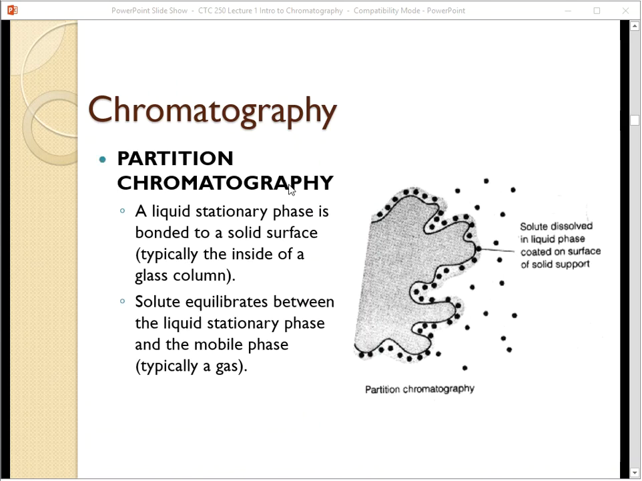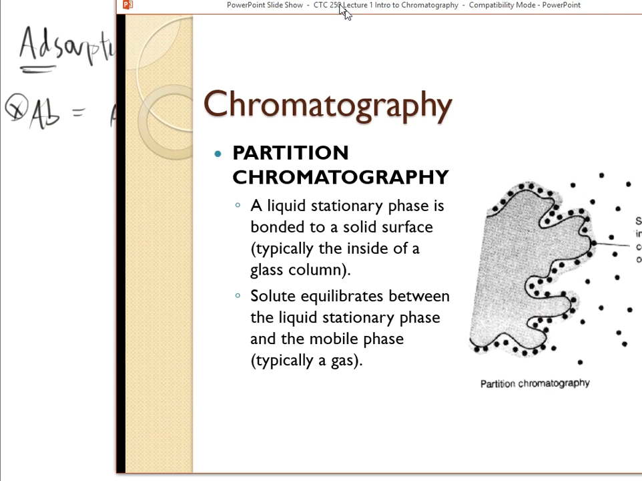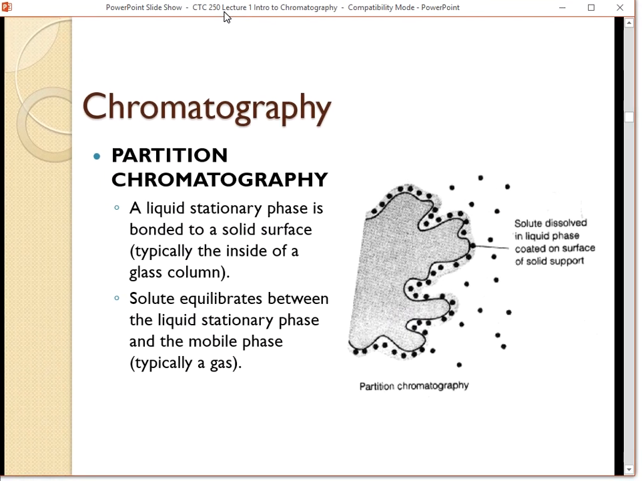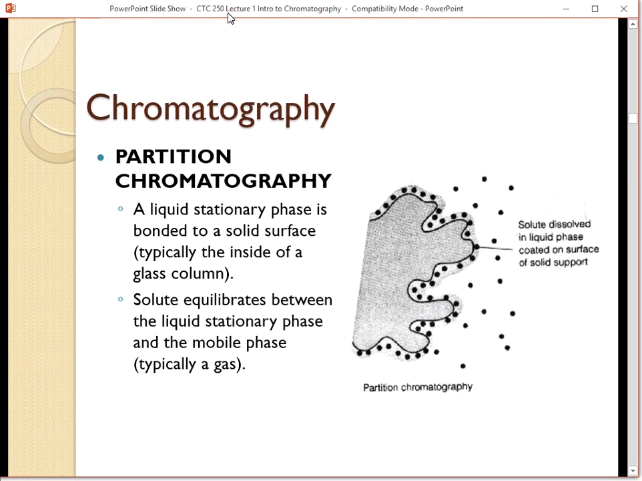So here in partition chromatography, a liquid stationary phase is bonded to a solid surface, and this says it's typically inside of a glass column. And the solute equilibrates between the liquid stationary phase and the mobile phase, which is typically a gas. If you go back to the note slide that we did, and I've already erased it, we are going to see partition chromatography take place in the world of gas chromatography. That's really where we find partition chromatography finding its home.